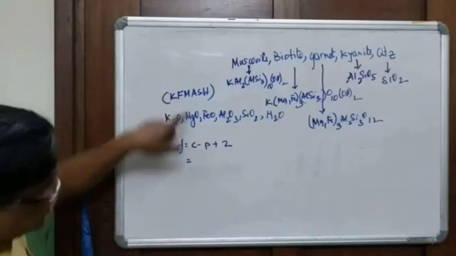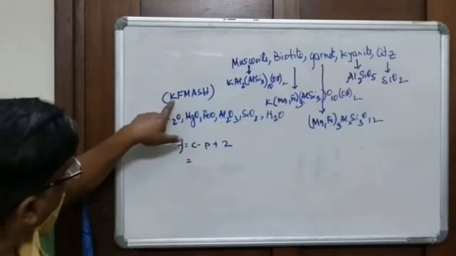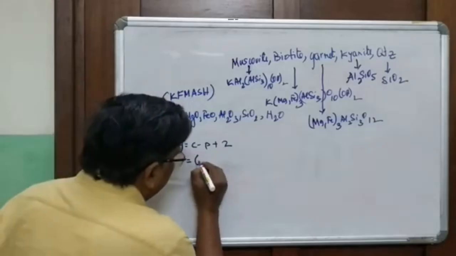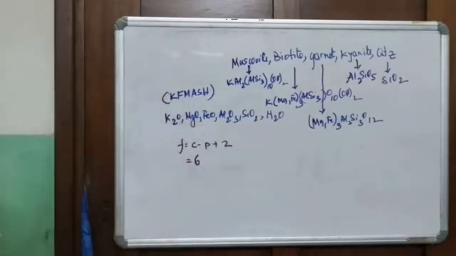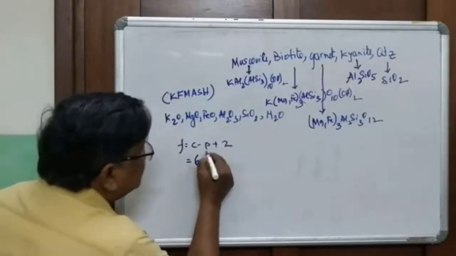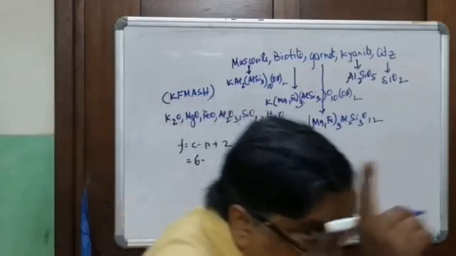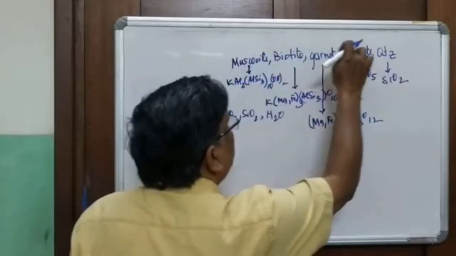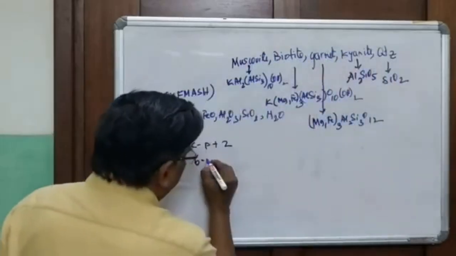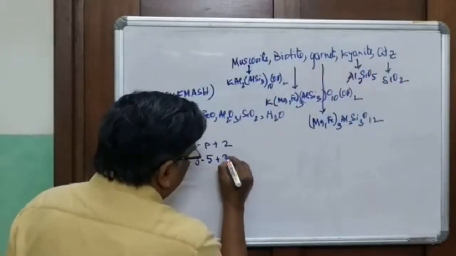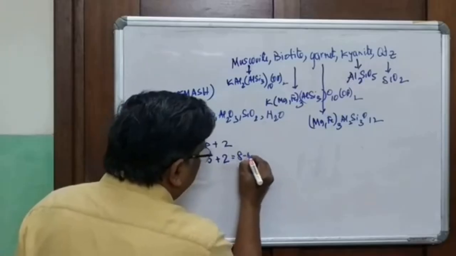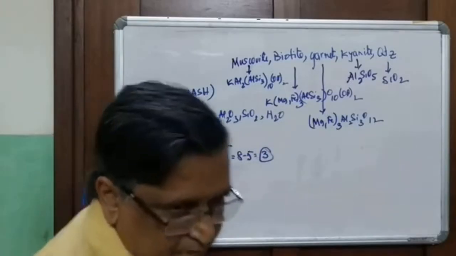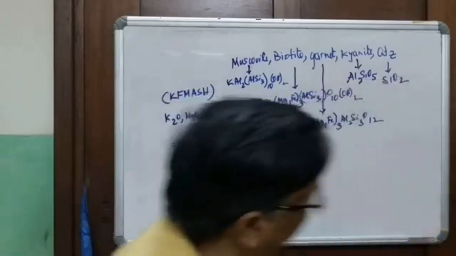Components, system components, right? 1, 2, 3, 4, 5, 6. Number of phases. P is phases, not phase components. Phases: 1, 2, 3, 4, 5. Plus 2. 8 minus 5 equals 3. It's a trivariant system.